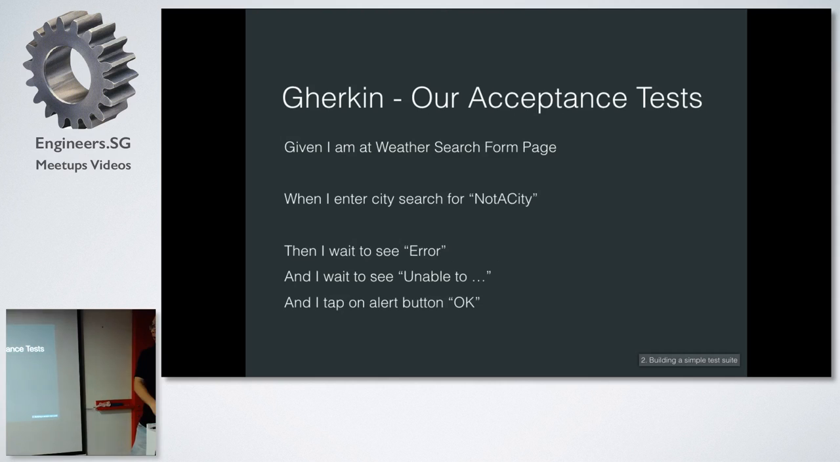For the invalid city test: given that I am at the weather search form page, when I enter city search for not the city, then I wait to see error message. I wait to see unable to find the city message, and I tap on alert button OK.